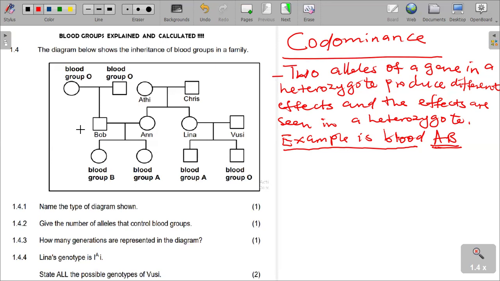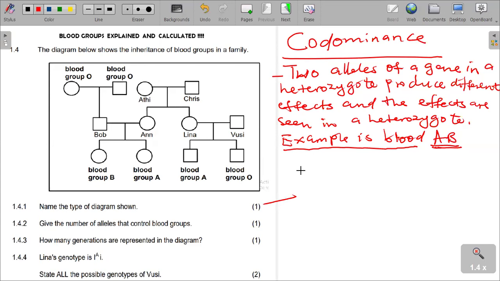So let's answer the questions that are here. As we are answering them, we are also going to explain why that is the answer for each given scenario. The first question on our board is question 1.4.1: name the type of diagram that is shown. What is this diagram?